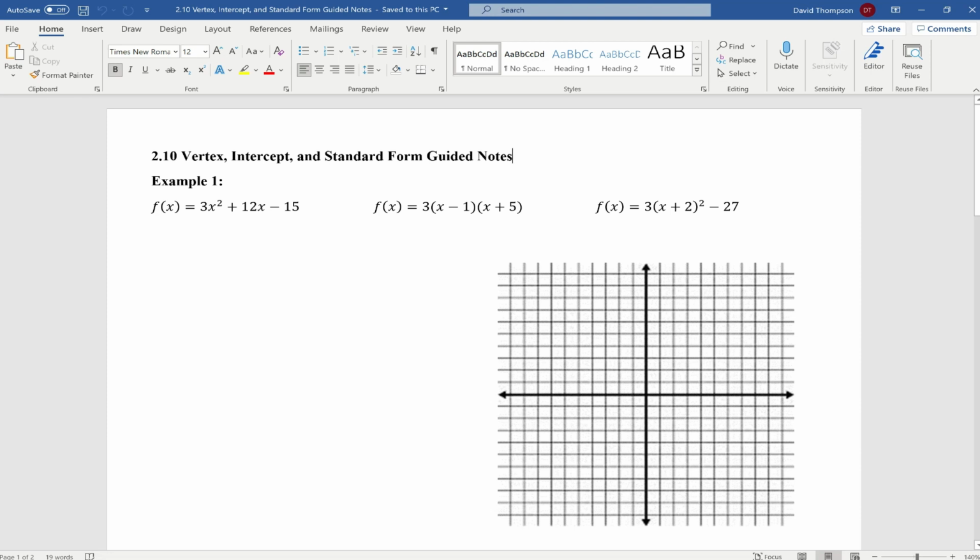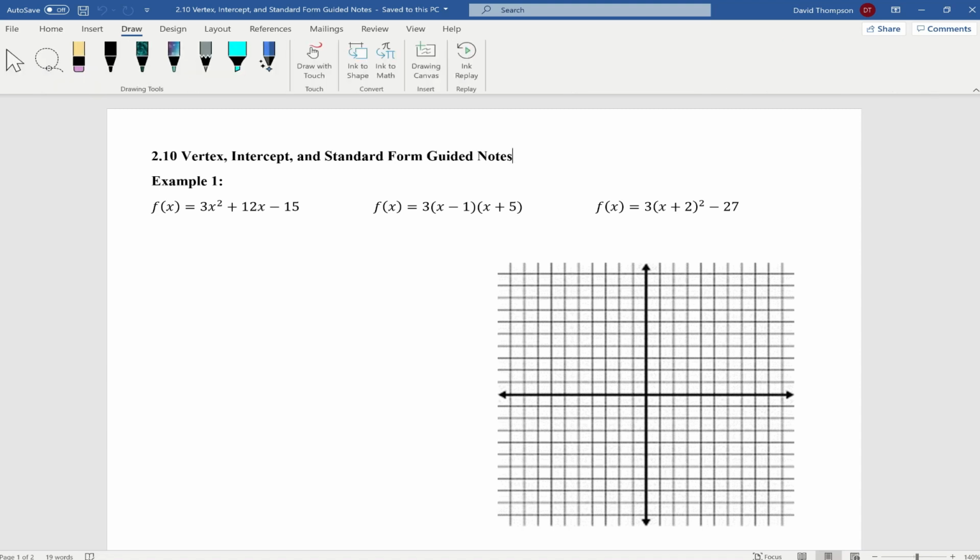In this video, we're going to talk about vertex, intercept, and standard form of quadratic equations. So in example 1, we're given the equation 3x squared plus 12x minus 15. This is our standard form of a quadratic equation.